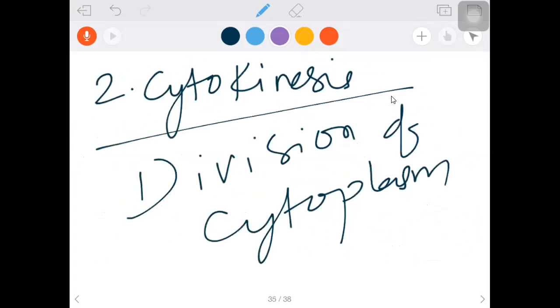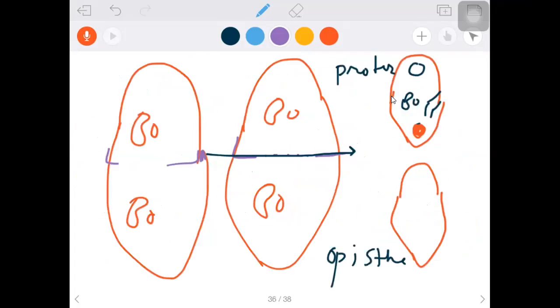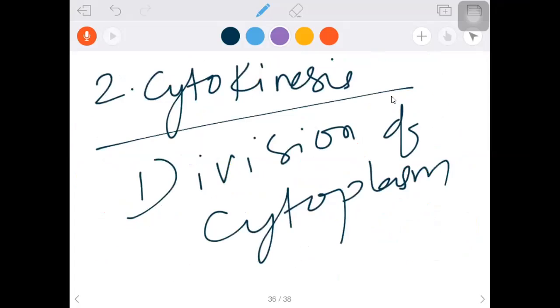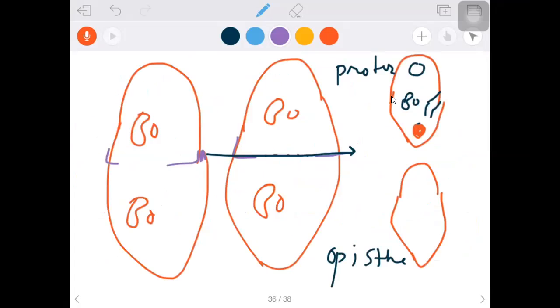Okay, so whatever the macronucleus undergoes a mitotic division, the micronucleus undergoes a mitotic division. Next, what next? The cytokinesis. What is cytokinesis? Division of cytoplasm is called cytokinesis.